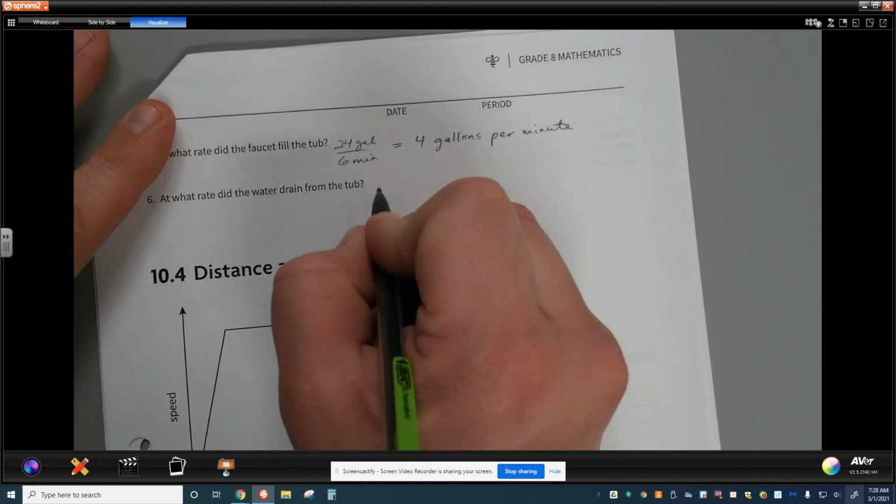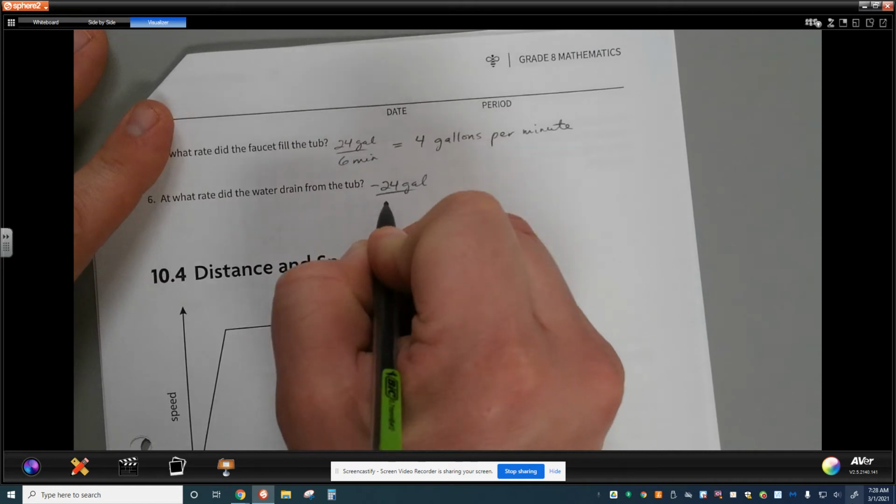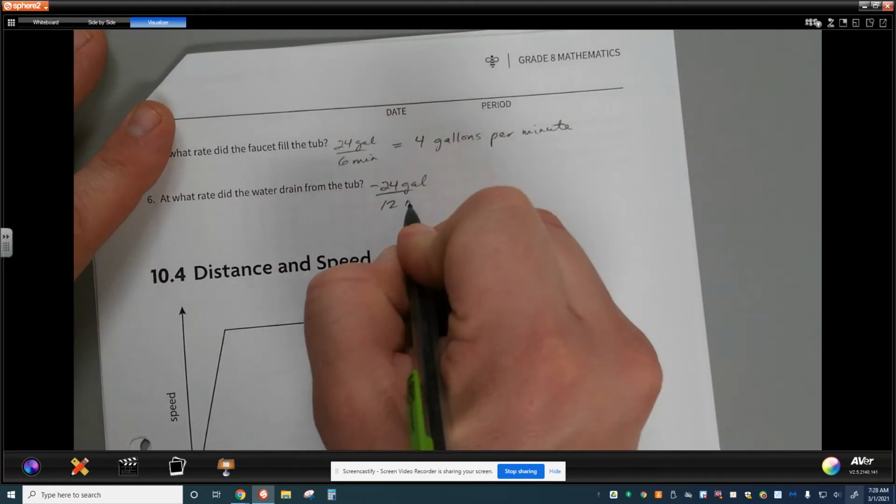Remember when we were talking about draining the bathtub? It took 24 gallons to drain out, but it only took a total of 12 minutes to drain.